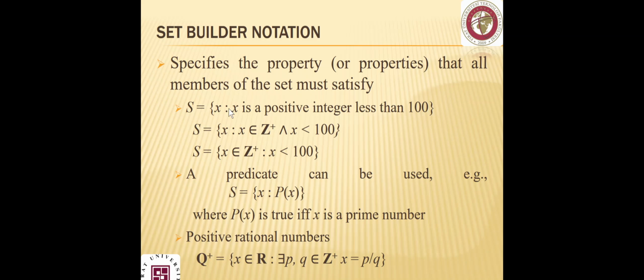You may have this definition written in English, or you may have it mathematically or in the mathematical notation like this. X is an element of Z positive, or the positive integer numbers, and at the same time x is less than 100. Or you may have it this way. X, that is an element of the positive integers, and at the same time, or such that x is less than 100. So we are using predicates here.